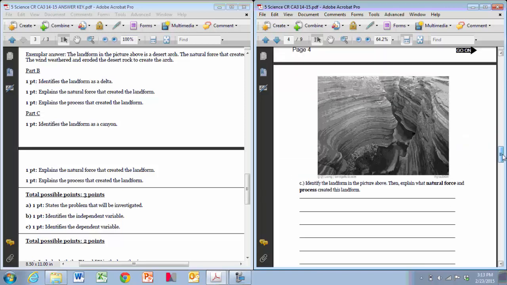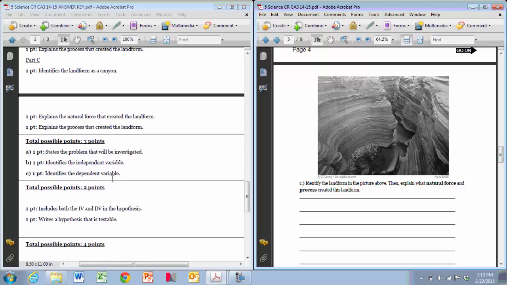For the third question about landforms, part C, it is the same thing. They need to identify, explain the natural force and the process. So this landform is a canyon, and it is formed when a river or flowing water erodes away the rock. So the name of it is a canyon, the natural force is erosion, and the process is flowing water or a flowing river that carves out the rock.